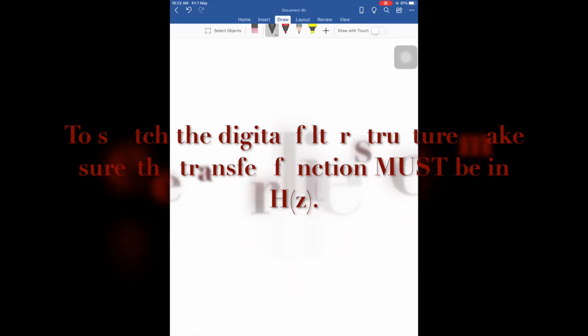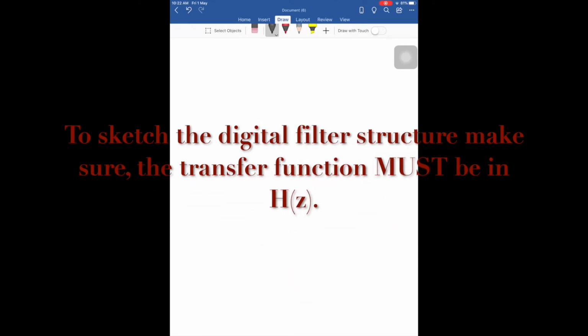So first, for you to sketch the digital filter structure, you must make sure your transfer function is in terms of z. So if you look at the question again, it must be in z transform. So what you have to do is do the z transform for each time domain term. If you have y[n], the z transform of y[n] is Y(z).